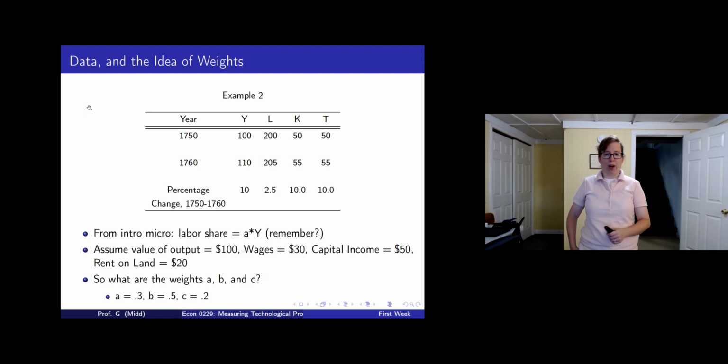Well, let's take a look here. If I want the labor share, $30, to be equal to A times the value of output, which is 100, that would necessitate that my labor share A is 0.3, and then so on, right? Our capital share is 0.5, or I'm sorry, our capital coefficient, our weight is 0.5, and then the land coefficient, C, is 0.2.